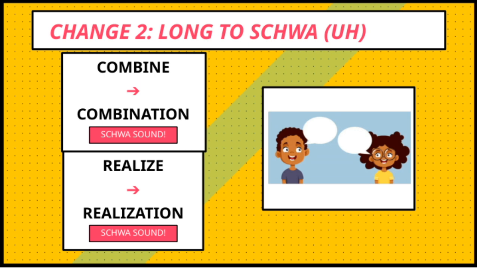So, in summary, understanding the schwa sound and how it appears in words like realization and realize helps us speak more naturally and understand spoken English better. It's all about recognizing that relaxed vowel sound that appears in many words when they're spoken quickly.